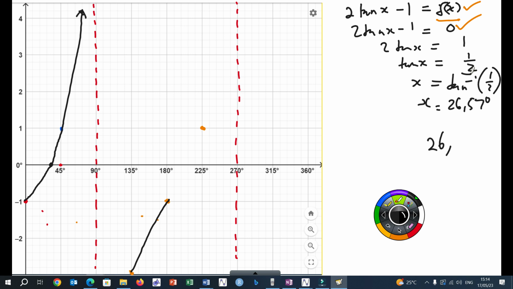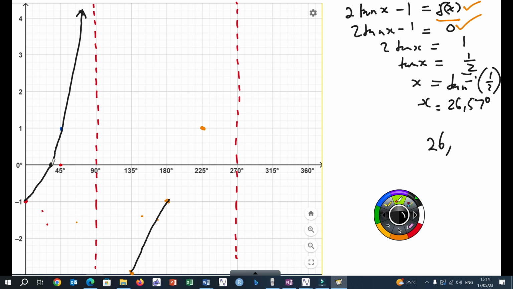I'm saying we know that 26.57 is in the first quadrant. We want to get an angle which is in the third quadrant, that is an angle between 180 and 270. But we are given 26.57. How can we use 26.57 to get an angle in the third quadrant? You minus it from the total.